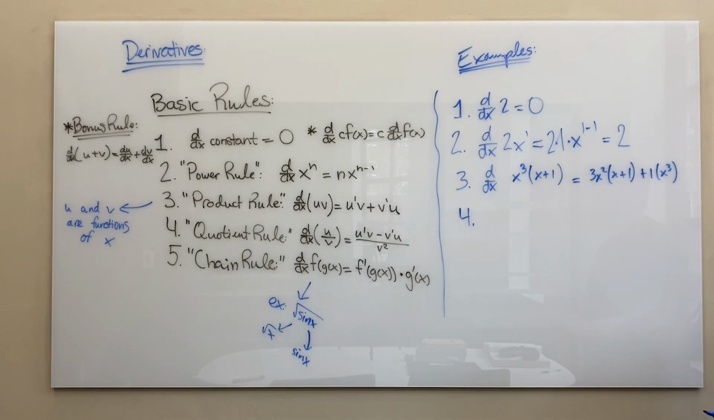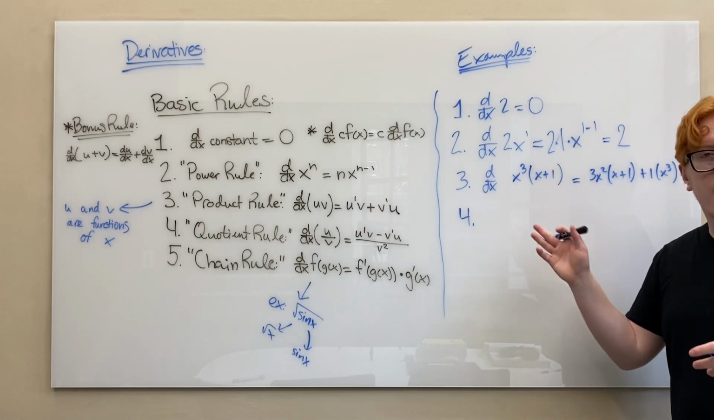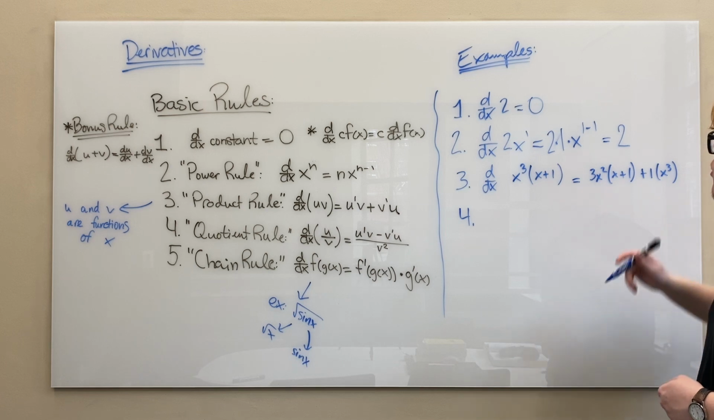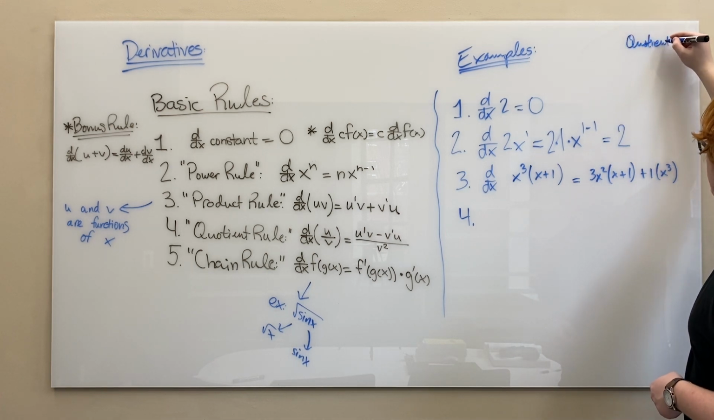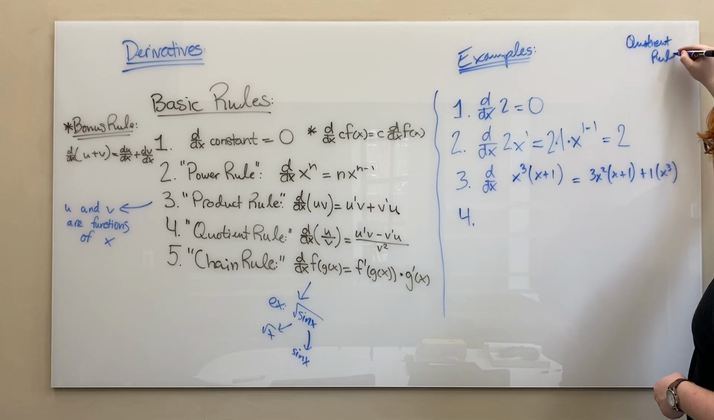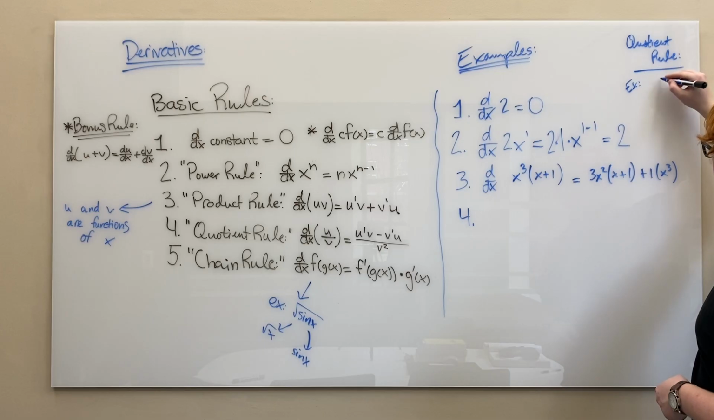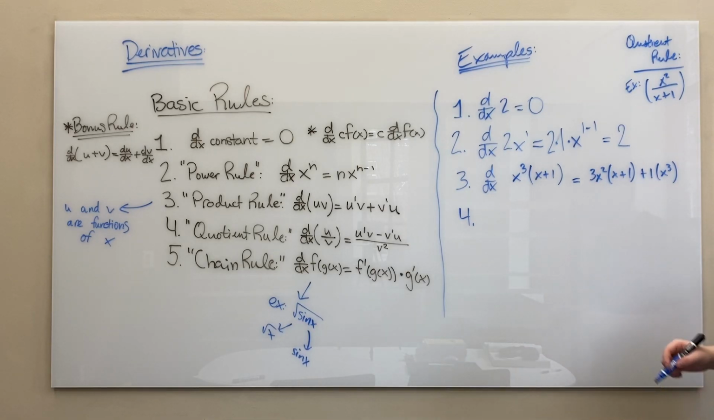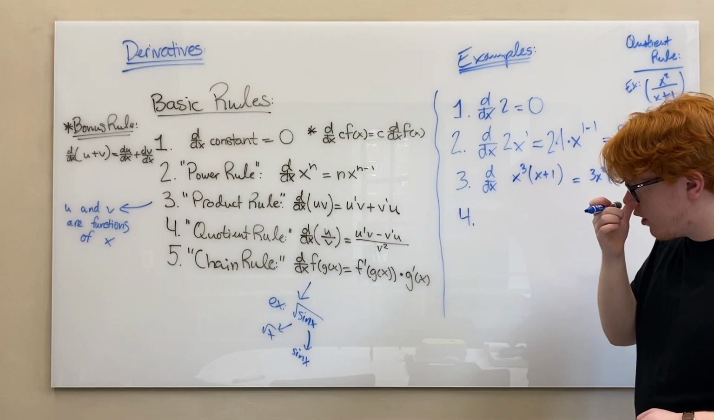Quotient rule, I won't give an example of the quotient rule, but I encourage you to try one out for yourself. For example, let's see. Example, try x squared over x plus 1. Try that for yourself. And then we'll do the chain rule.